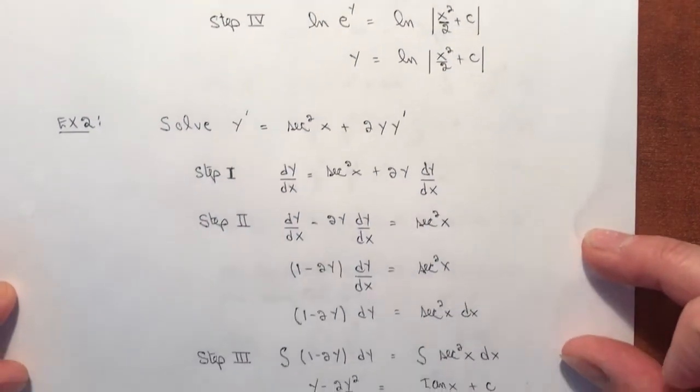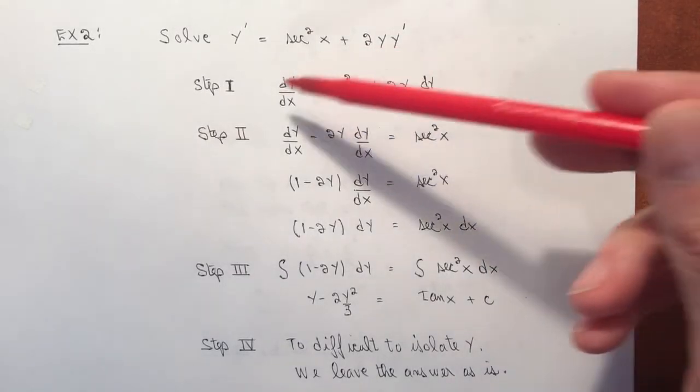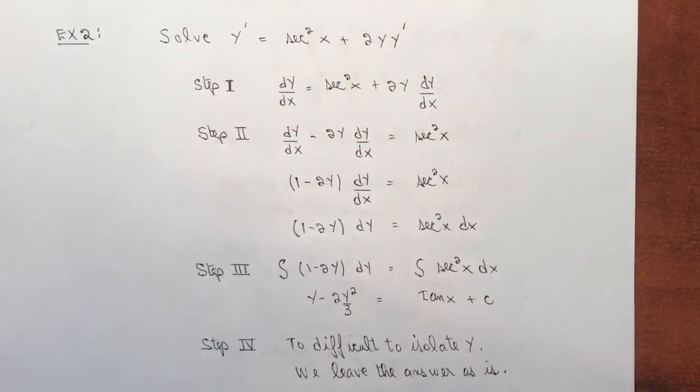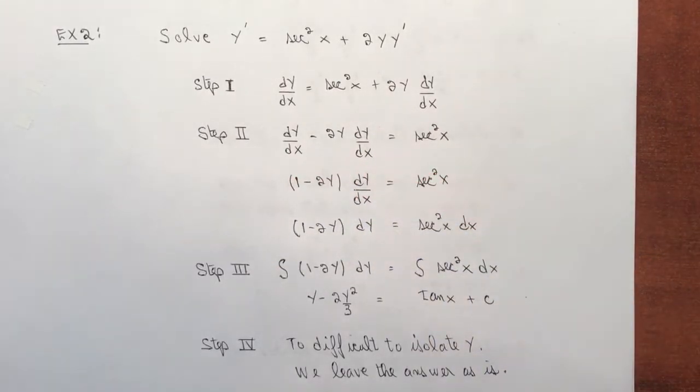Here's another example. This time, y prime is the secant squared of x plus 2y prime. So step 1, we need to change the y primes into dy/dx. So this y prime becomes dy/dx, and so does the other. We bring all the dy/dx to one side, and we get this expression, out of which we factor out dy/dx. So (1 minus 2y) times dy/dx, and I am left on the right side with secant squared of x. I take my dx, I move it to the other side, so that now truly I have all the y's on the left and all the x's on the right.